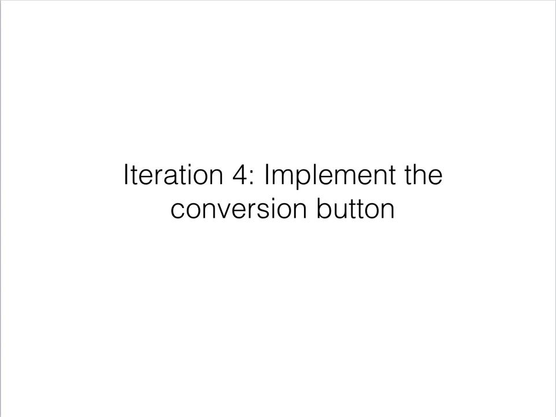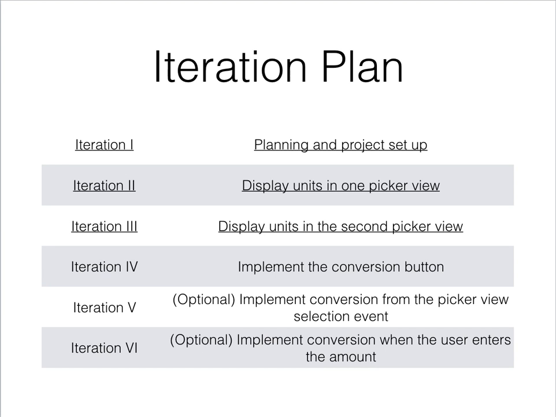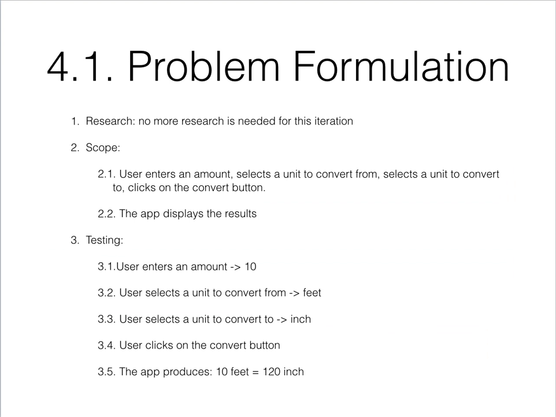Hello, so iteration number 4, we actually started the conversion now that we have both lists. So here is our plan. We finished iterations 1, 2, and 3, and now we implement the conversion, and this will be the last iteration in the required part. Iterations 5 and 6 are both optional.